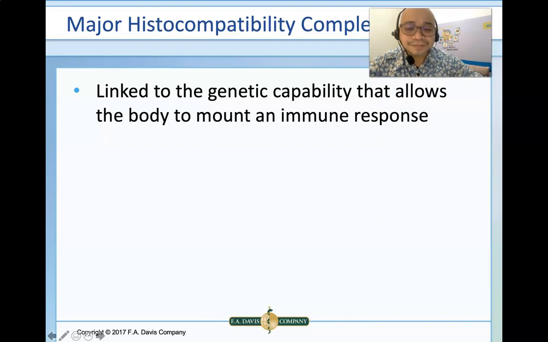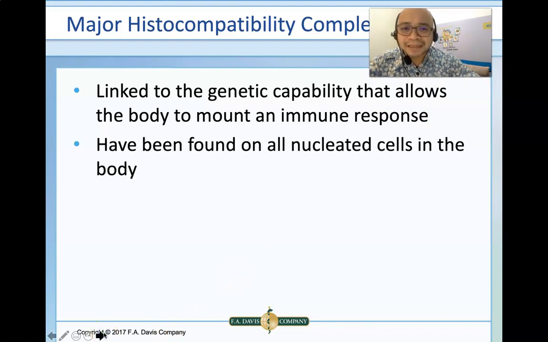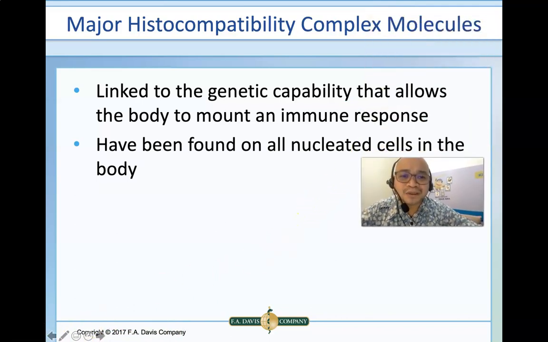The major histocompatibility complex has been found in all nucleated cells in the body. So the major histocompatibility complex is found in all nucleated cells in the body.